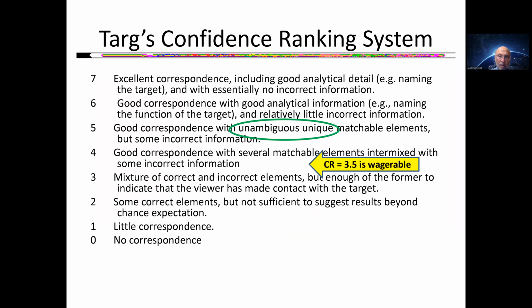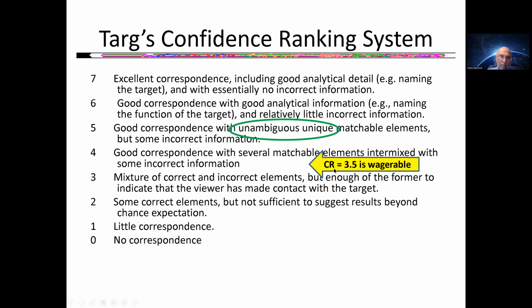Before I show you how to get to that page, I just want you to understand we use a TARG confidence ranking system, which goes from 0 to 7. 0, 1, and 2 are nothing to just chance. 3 has maybe a little bit of good information, but just marginal. 4 has good correspondence with several matchable elements, intermixed with incorrect information. We consider 3.5 to be wagerable.